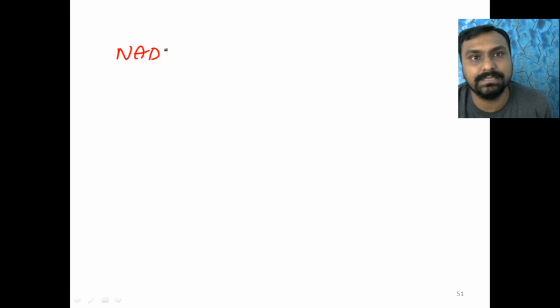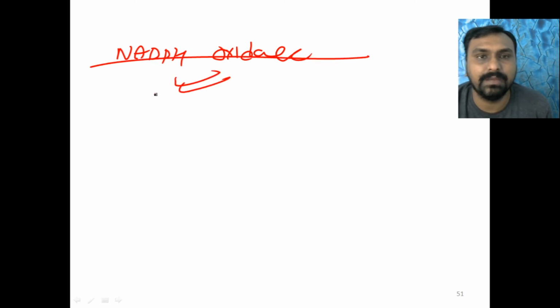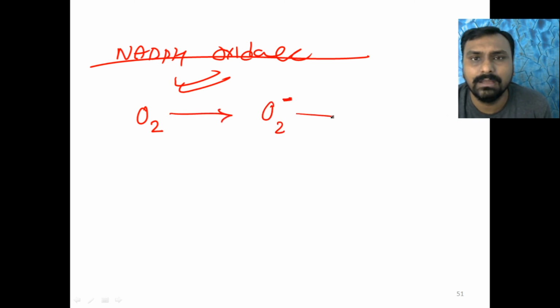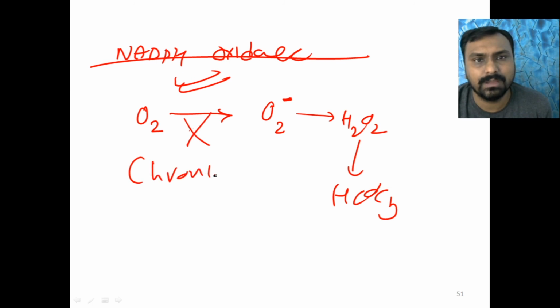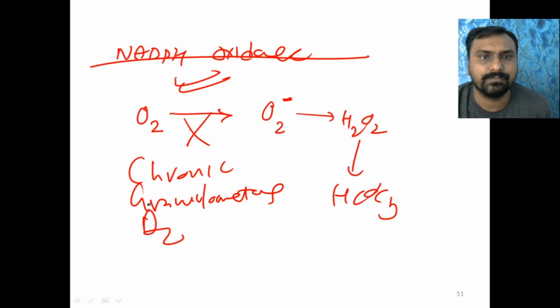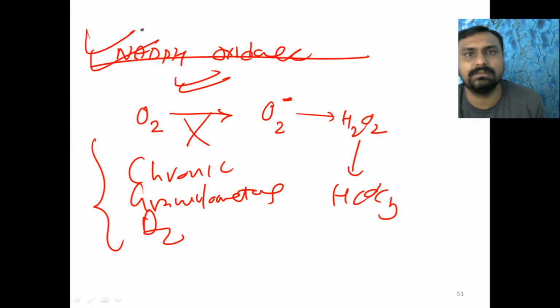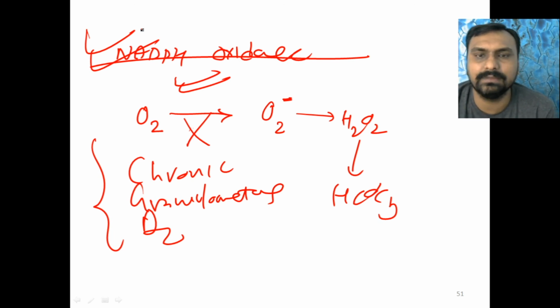If there is NADPH oxidase and this enzyme is deficient in some person, this enzyme deficiency leads to oxygen not being converted to superoxide radical, and then it will not be converted to H2O2, and will not form hypochlorous acid. So ultimately it will lead to chronic granulomatous disease. Okay. If the NADPH oxidase enzyme is deficient, there is defective killing of the bacteria, and it will lead to chronic granulomatous disease. So this is all about the free radical.